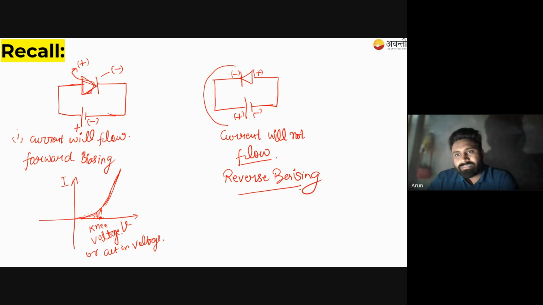Now, what happens in reverse biasing? If you change the polarity of the battery, the diode will act as a reverse bias diode. In reverse biasing, if you increase the potential, the current will not increase, which means there is no net current. But after a point, the current will immediately shoot up. In fact, it shoots up more rapidly than the forward biasing current. This voltage, after which the current shoots up in reverse biasing also, is termed as VBR, which is nothing but the breakdown voltage.